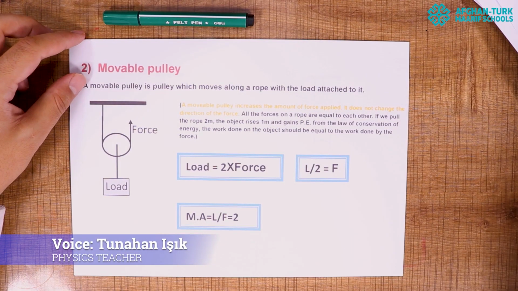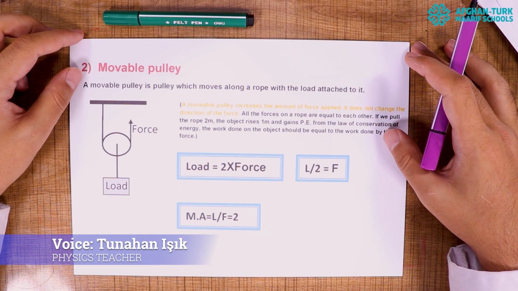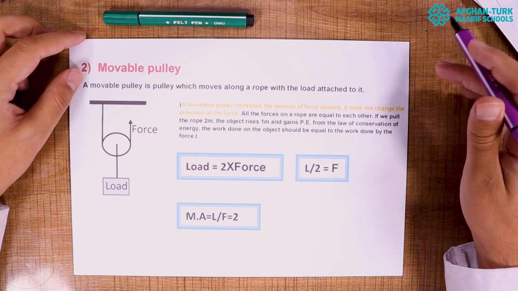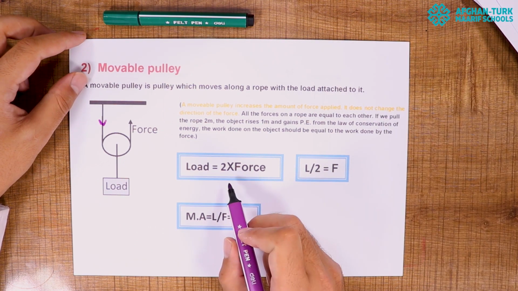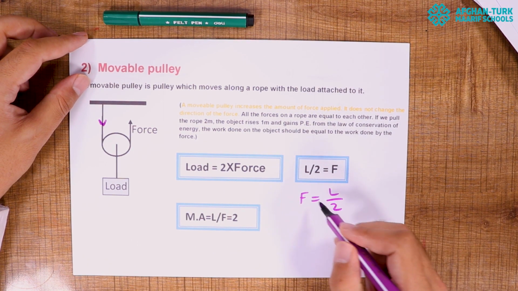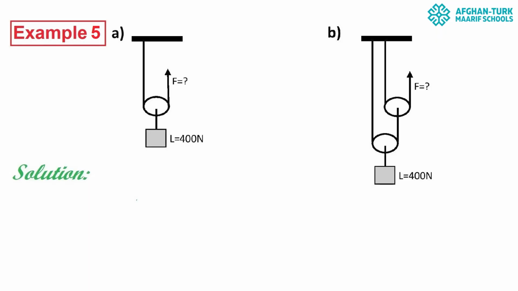Movable pulley. A movable pulley increases the amount of force applied. It does not change the direction of the force, but it will halve the load. The formula here is force is equal to load divided by 2. This is our formula. Let's continue with an example.